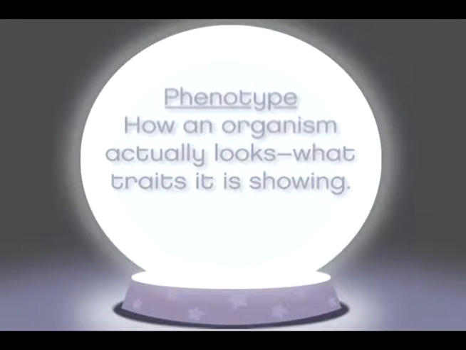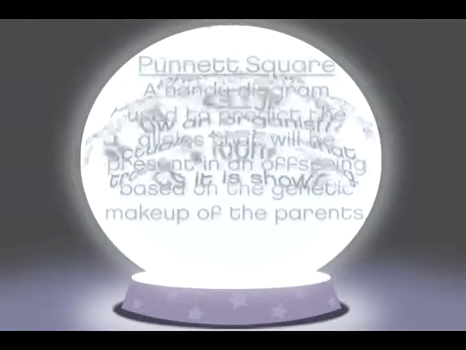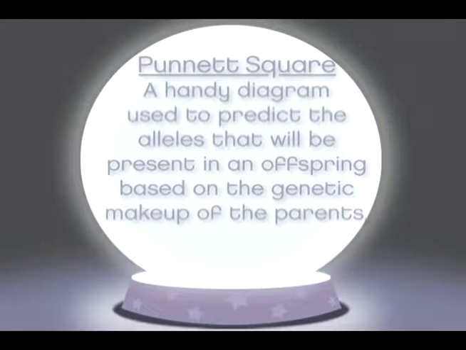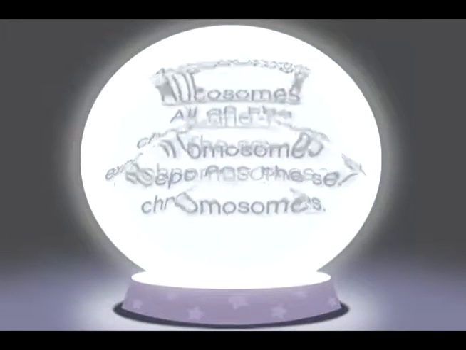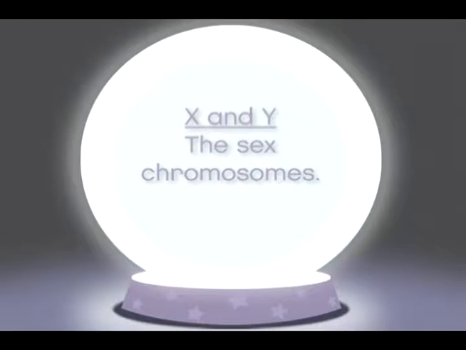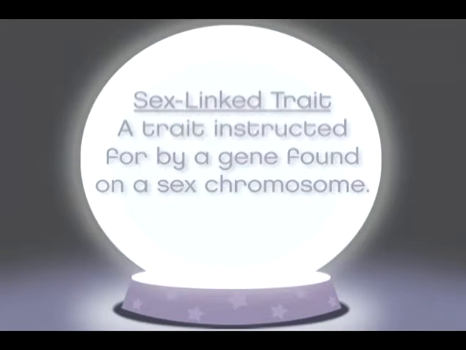Phenotype refers to how an organism actually looks, that is, what traits it is showing. A Punnett square is a handy diagram used to predict the alleles that will be present in an offspring based on the genetic makeup of the parents. Autosomes are all of the chromosomes except for the sex chromosomes. X and Y are the sex chromosomes. A sex-linked trait is a trait instructed for by a gene found on a sex chromosome.